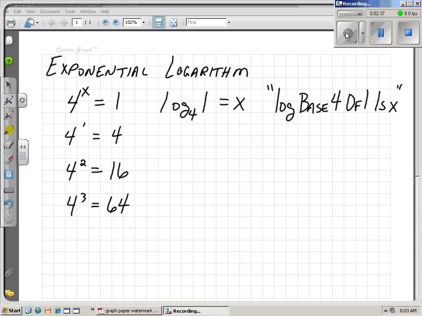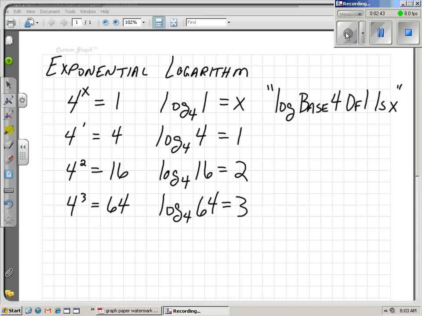All right, why don't you guys try and rewrite these last three exponential expressions and put them in logarithm form. So here we go. Log base 4 of 4 is 1. Log base 4 of 16 is 2. Log base 4 of 64 is 3. It's just another way of saying this exponential expression. You can write it in an exponential expression, or you can write it in logarithmic form.